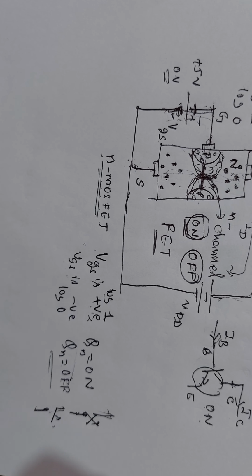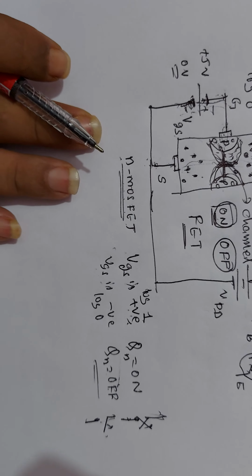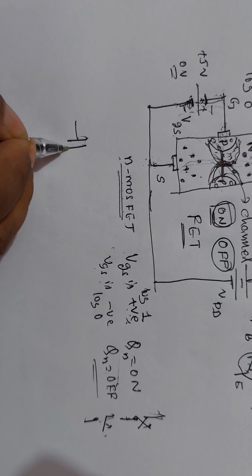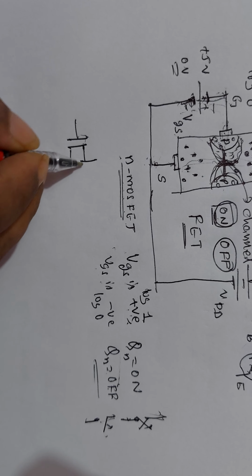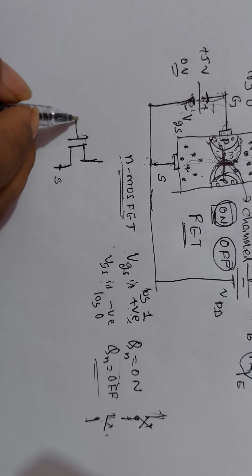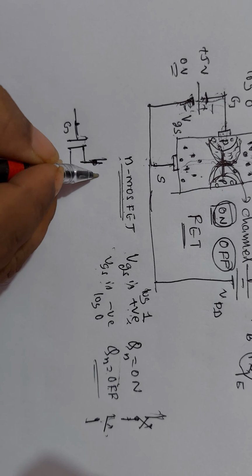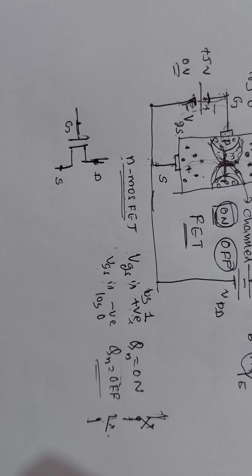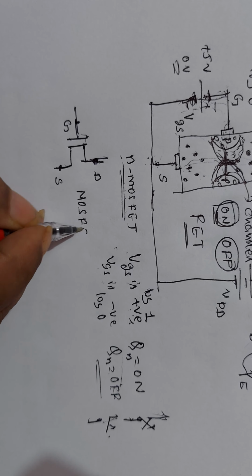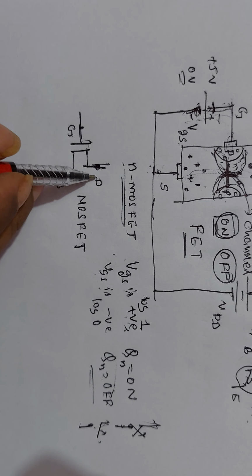Now the symbolic representation of this MOSFET is like this. This terminal is called source, this terminal is called gate, and this terminal is called drain. This is the MOSFET symbol. It has three terminals: source, gate, and drain.